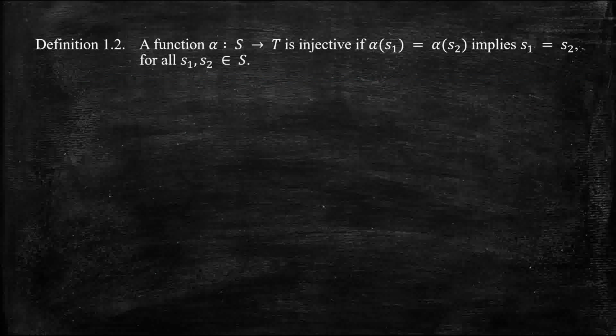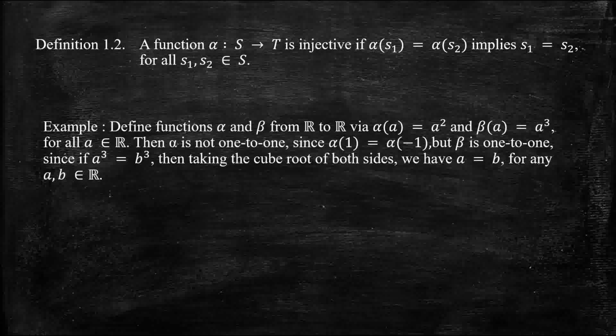Definition. A function alpha is injective if alpha of s1 is equal to alpha of s2 implies s1 is equal to s2, for all s_i. Let's define two functions, alpha and beta. See, alpha is not an injective function because alpha of -1 is equal to alpha of 1, but 1 is not equal to -1. So it is not an injective function, but beta is injective because beta of a is equal to beta of b always implies a is equal to b.